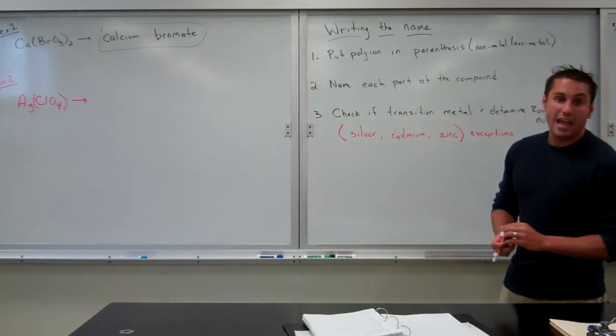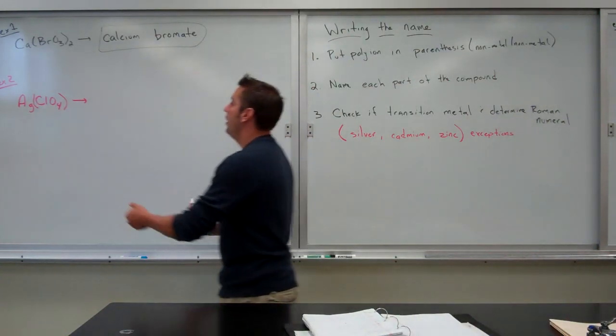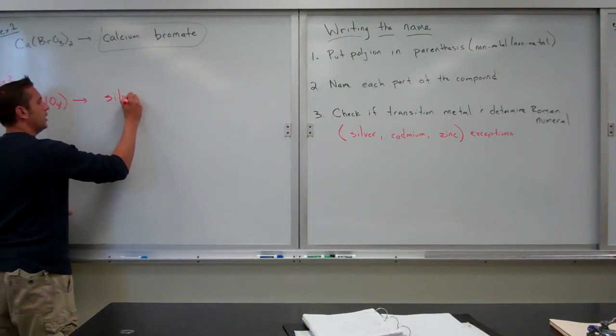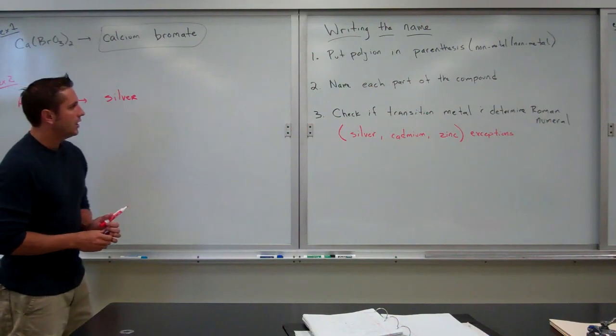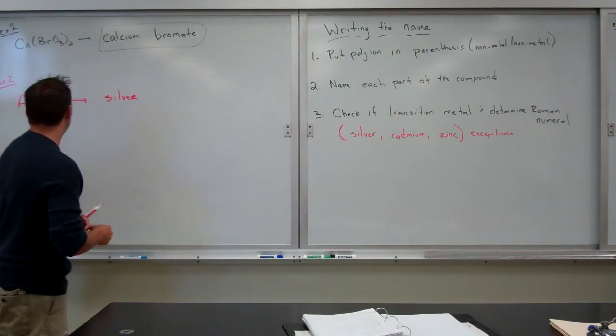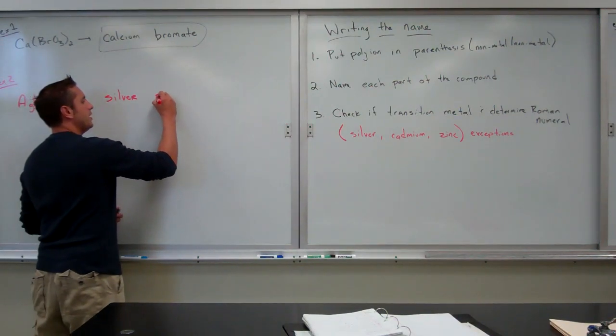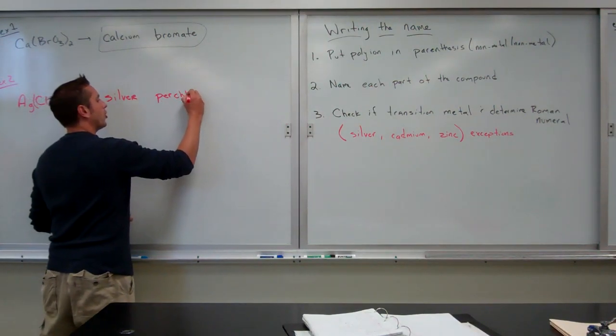Step 2 says, name each part of the compound. Well, the first part is Ag, and Ag is the symbol for silver. Naming the second part of the compound, ClO4 is the polyatomic ion perchlorate.